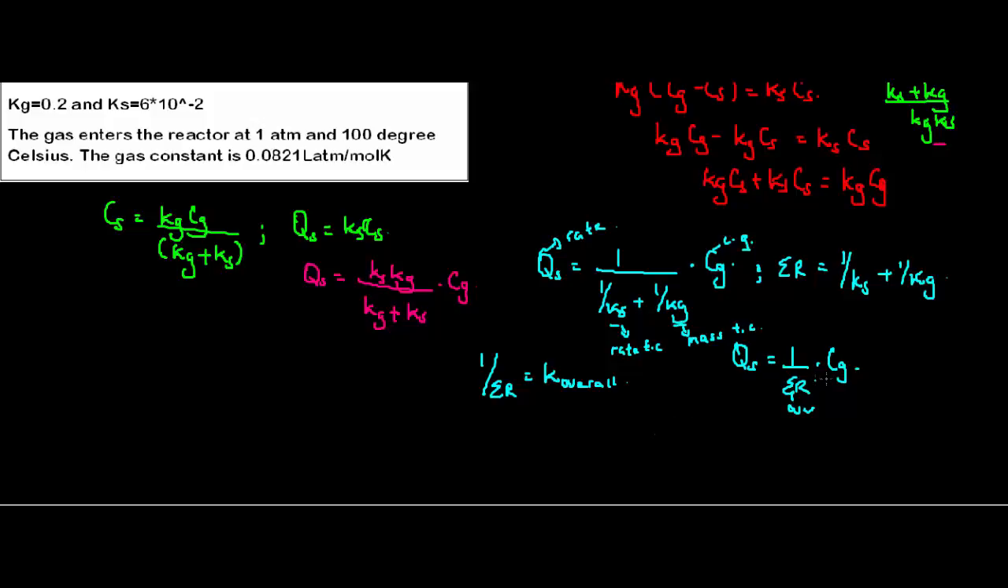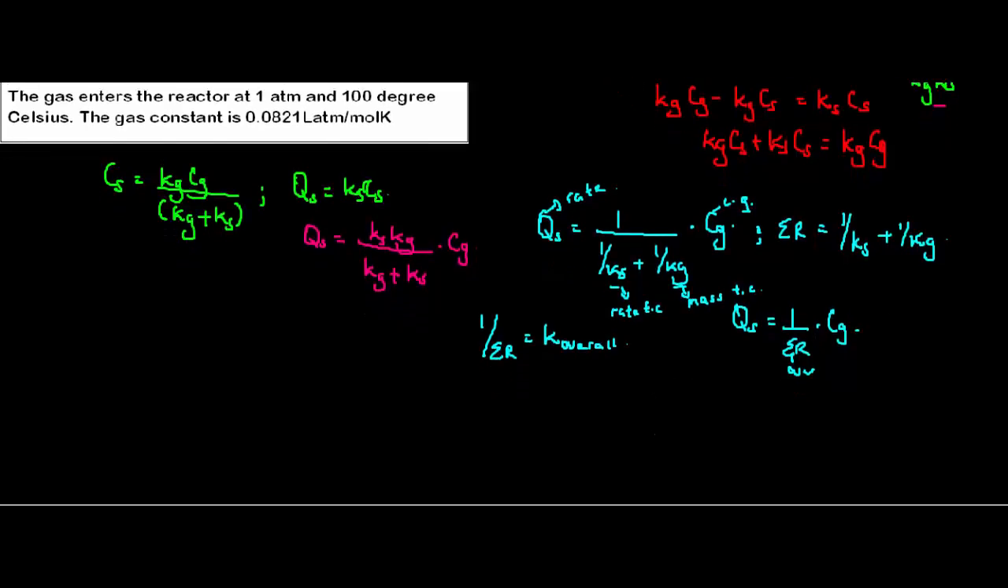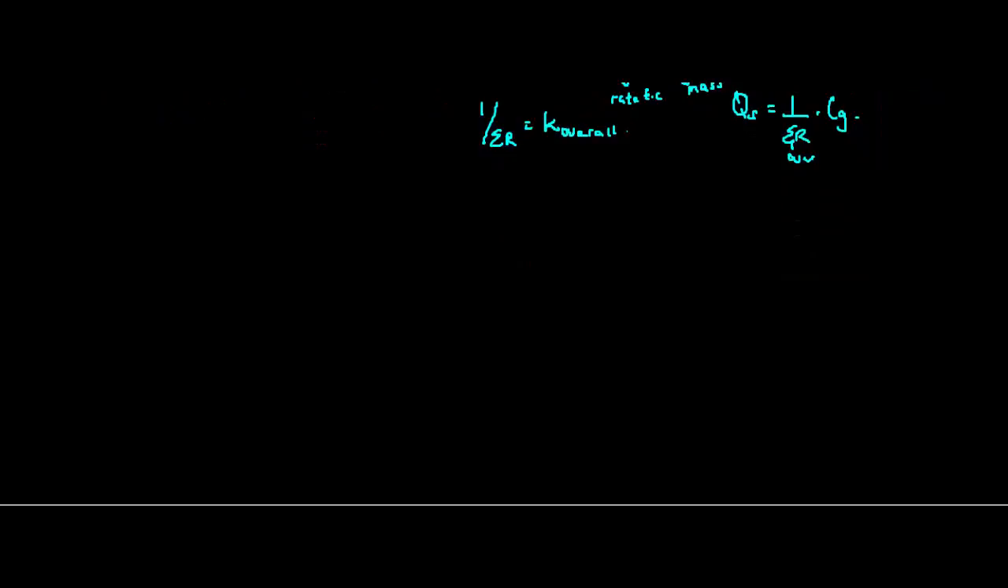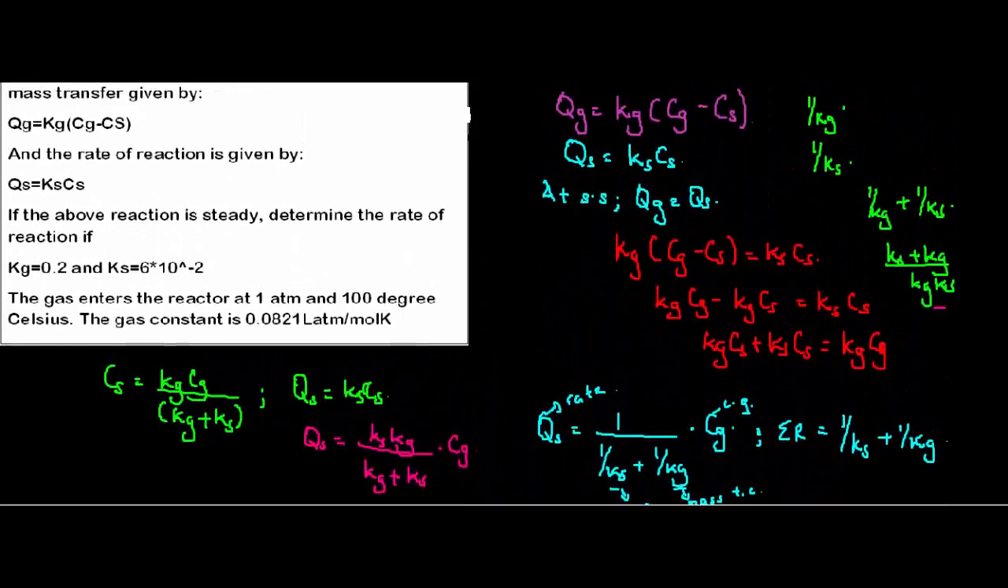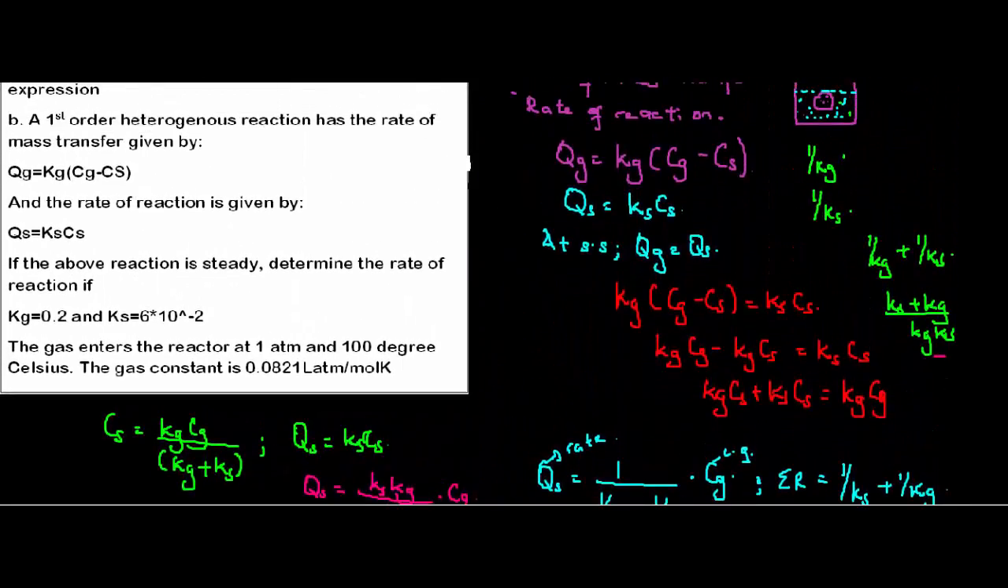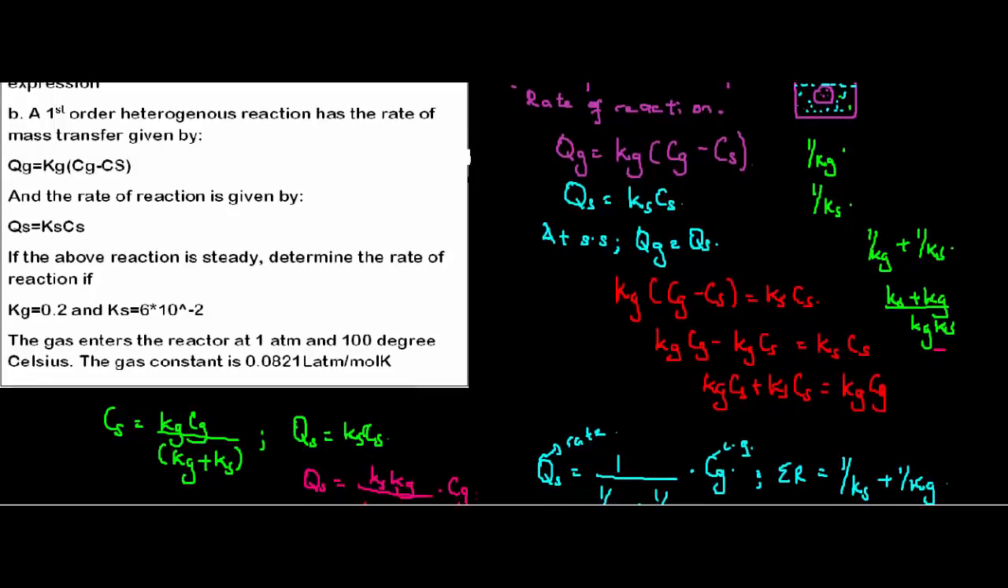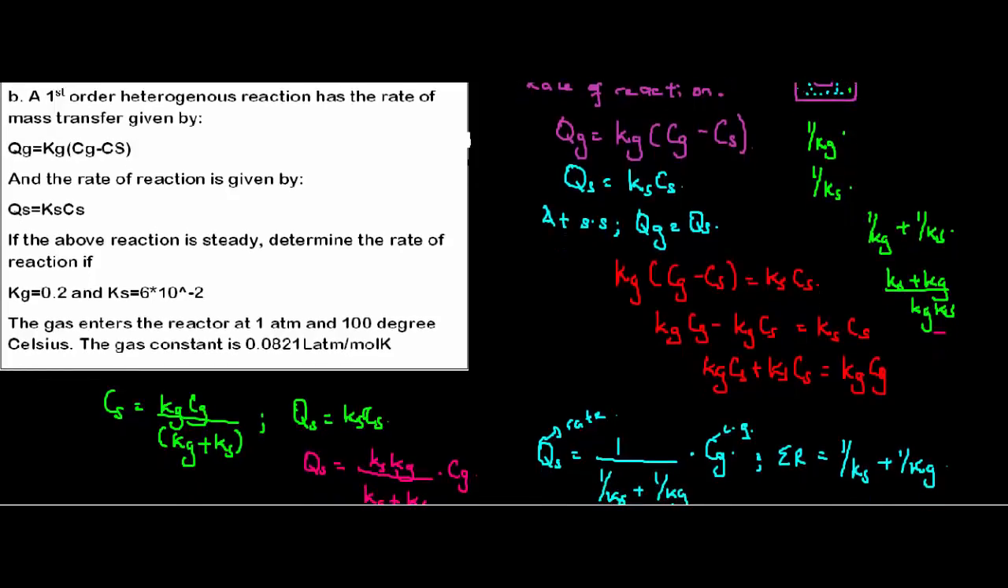This is equal to this, this is equal to that. So that's just how you solve for this particular question. I'm going to go to the B part. Once you understand this first one, the B part becomes very easy. Now the B part is saying qg is equal to this, qs is equal to this. Now let's note this statement here.